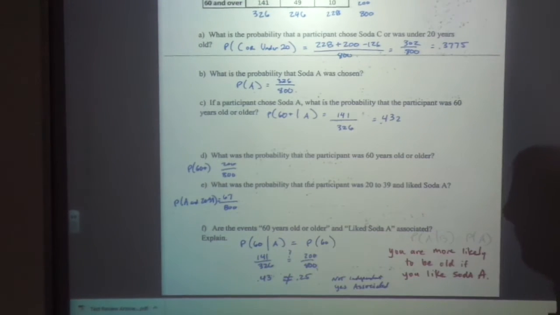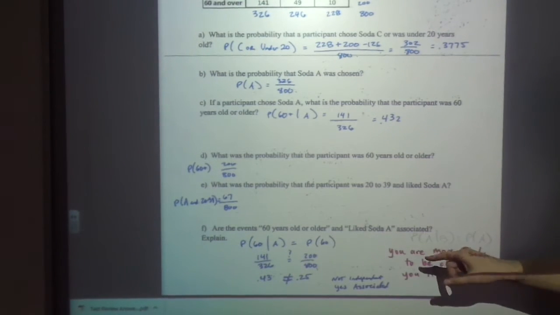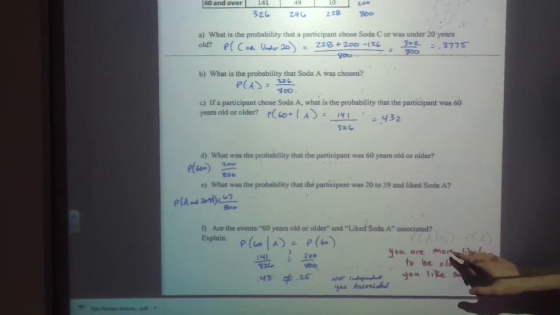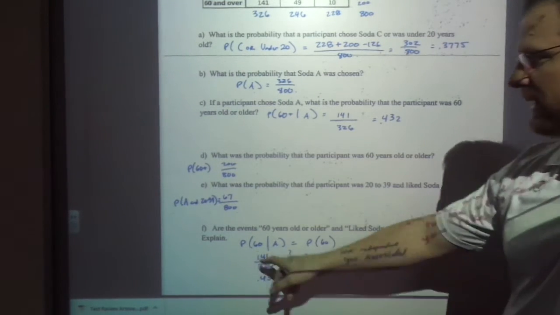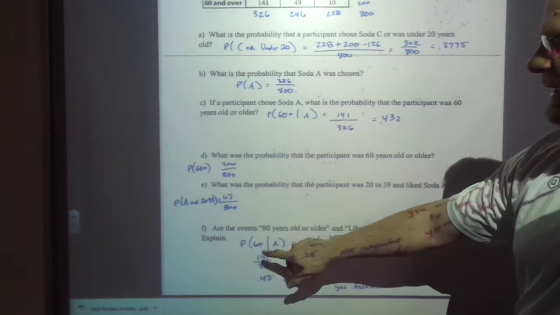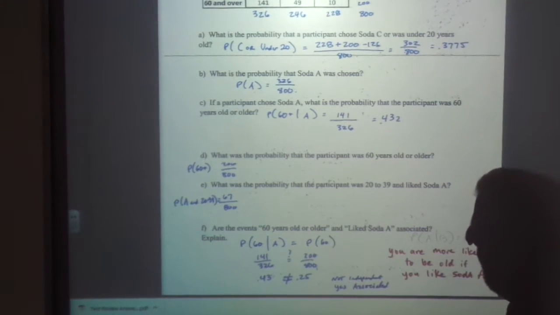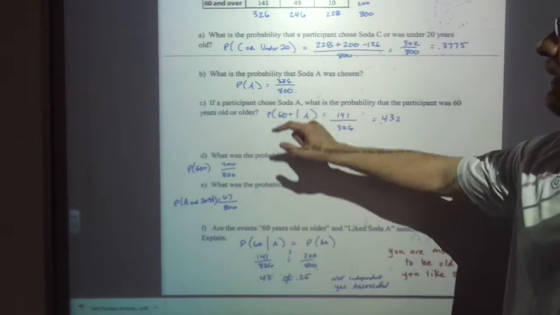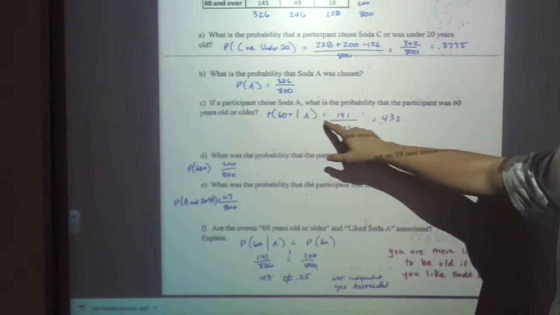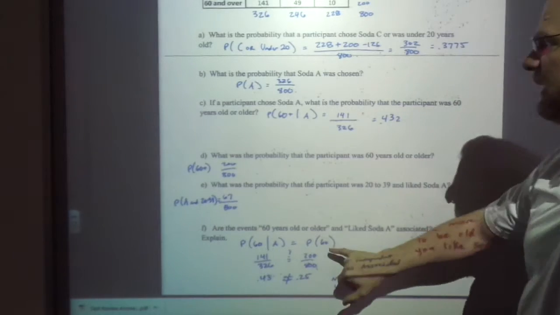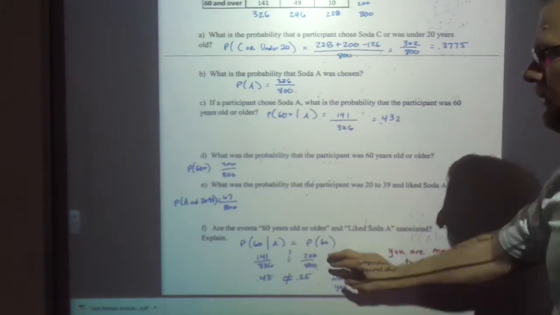This is asking to prove if it's independent. So I know that there's an independence formula, probability of A given B equals A. So I'm going to set it up first, probability of 60 given they like A. Does that equal being 60 or older? This one I already found up here, right here. So I'll just put those numbers in. This one I found right here. I'll put those numbers in.